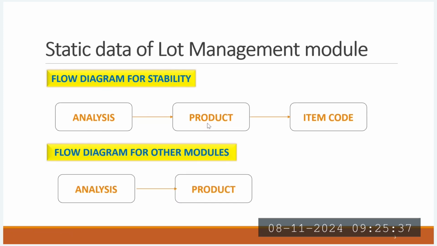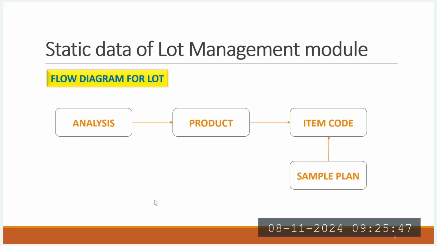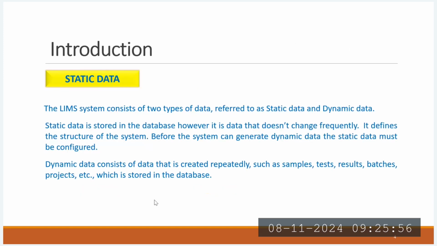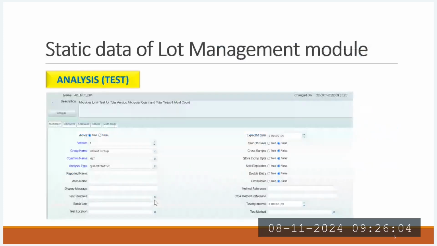Same like stability. When we go for stability: analysis, product, item codes. When we go for other modules, like analysis and product, module wise, there are some logics about which tables need to be prepared and which tables no need to prepare. Okay. And here I am giving some examples, like some basic description details: what is the use of static data and how the tables will be available.